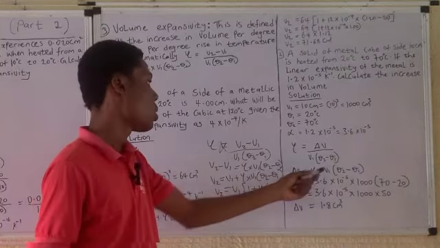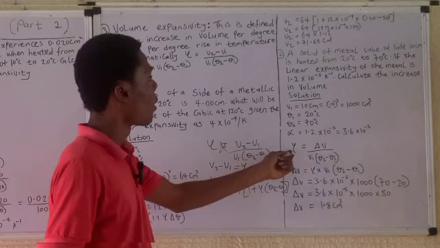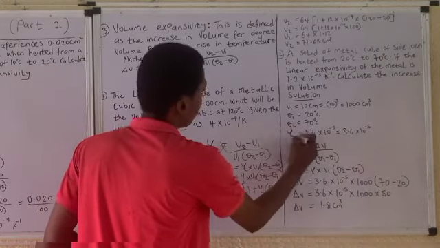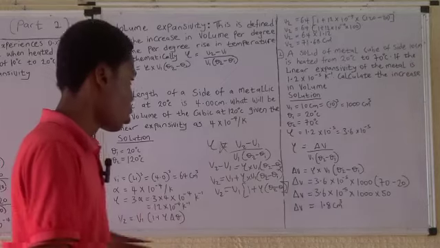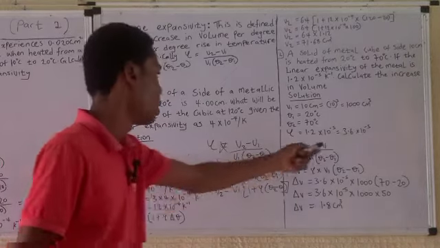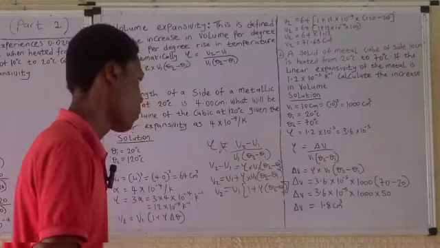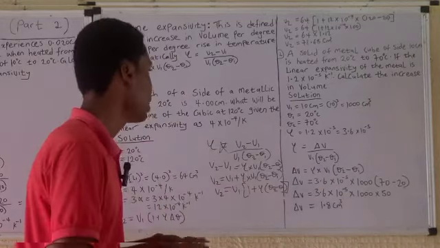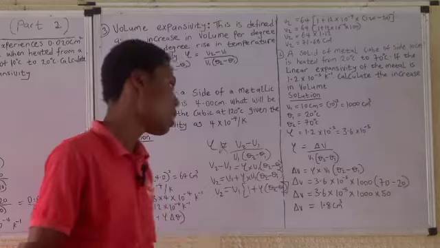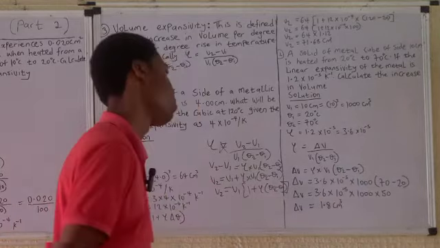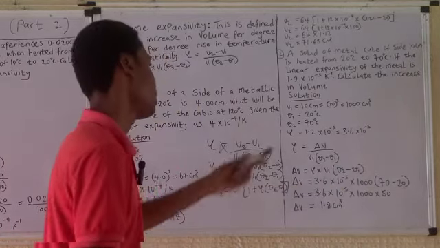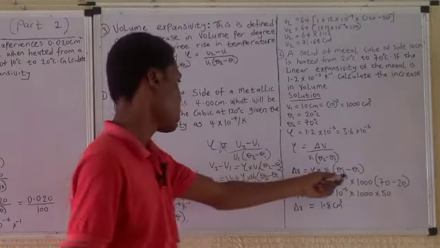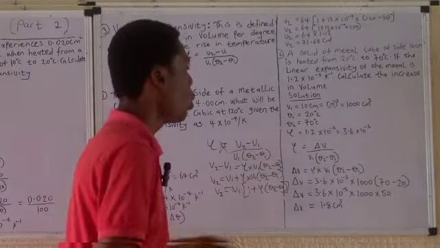So what's our gamma? Our gamma is 3.6 times 10 raised to power minus 5, which we have here, times what's our V1, our initial volume? Our initial volume is 1000 centimeter cube, which we have here. Then our theta 2, what's our theta 2? Our theta 2 is 70 degrees Celsius, which we have here, minus what's our theta 1? Our theta 1 is 20 degrees Celsius, which we have here.